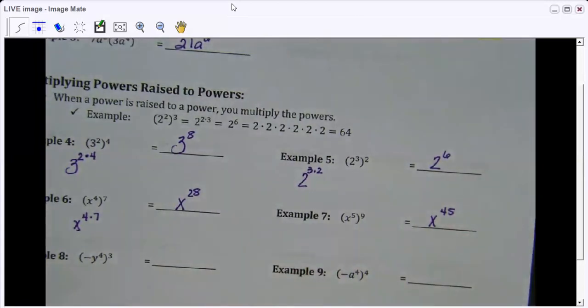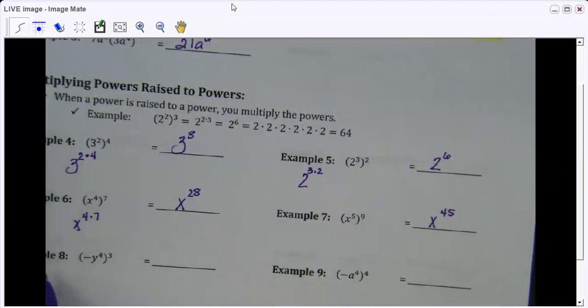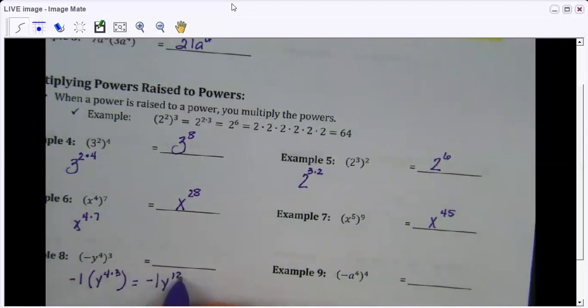So this one is going to be -1 times y to the power of 4 times 3. So it's -1 y to the power of 12, but do we need that negative, or do we need the 1 there? No, so we could just write it as -y to the power of 12. So it's not -12, just 12. No, that negative is in front of the coefficient, not the exponent.